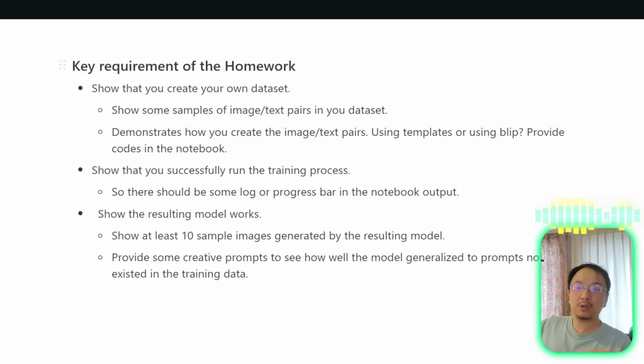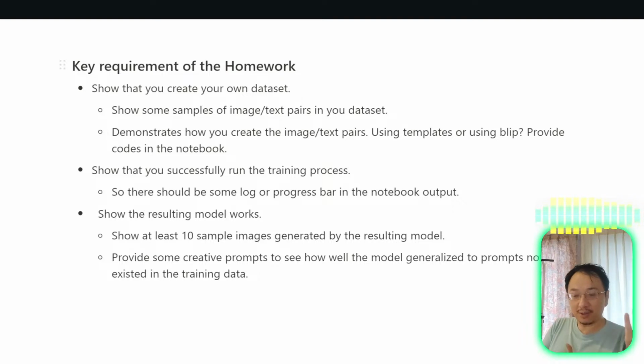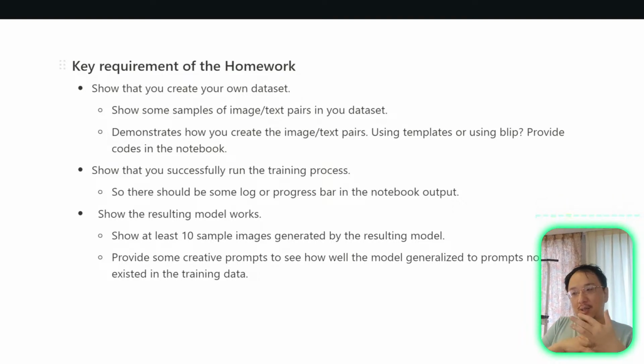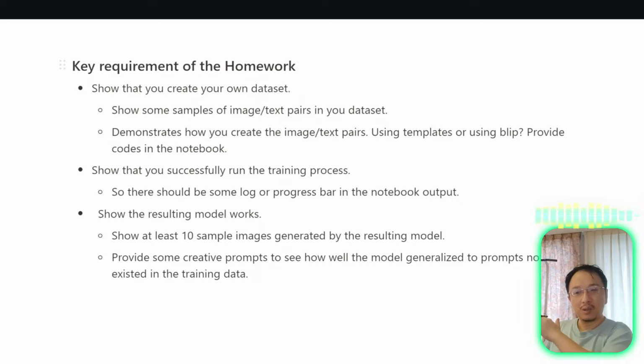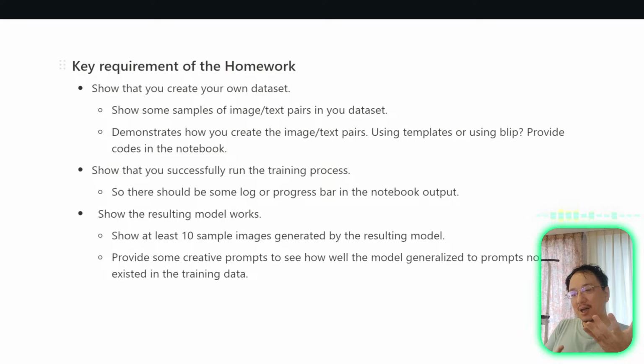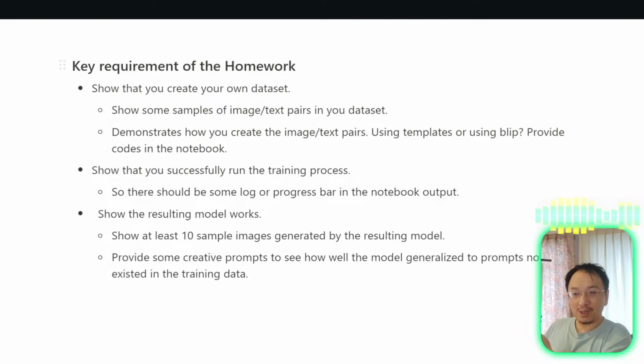In the example, it uses BLIP, but you can use others. Anyway, you need to generate the text corresponding to each image. You should not just say, okay, I collected some images and magically there is some text corresponding to each image. That is something you need to explain.